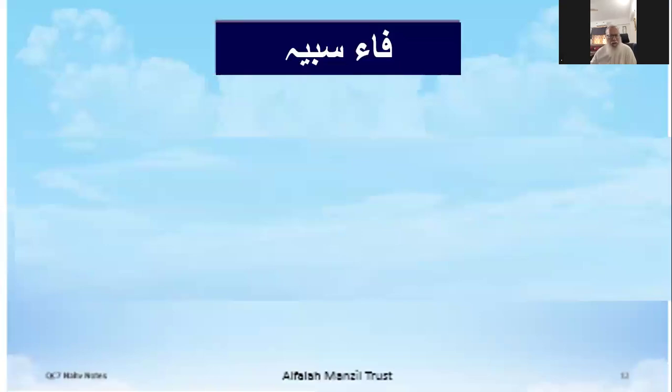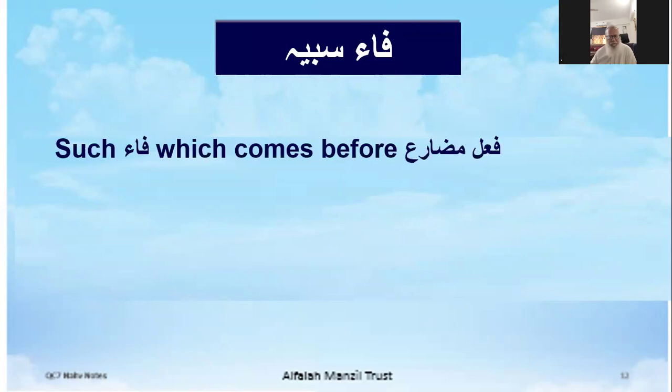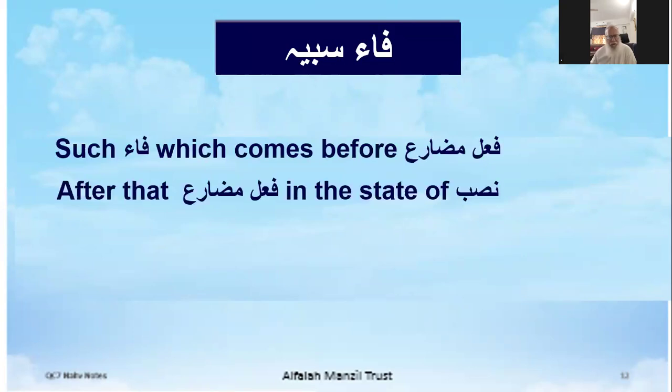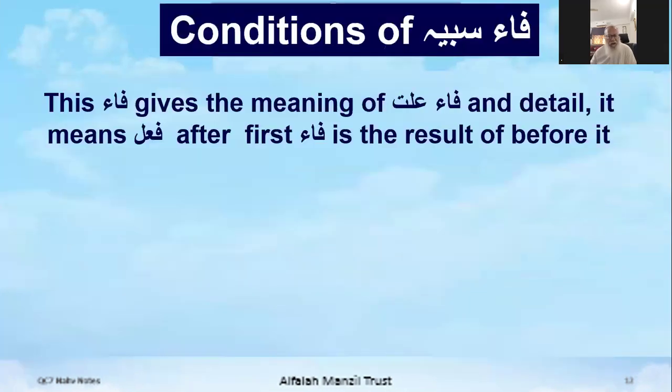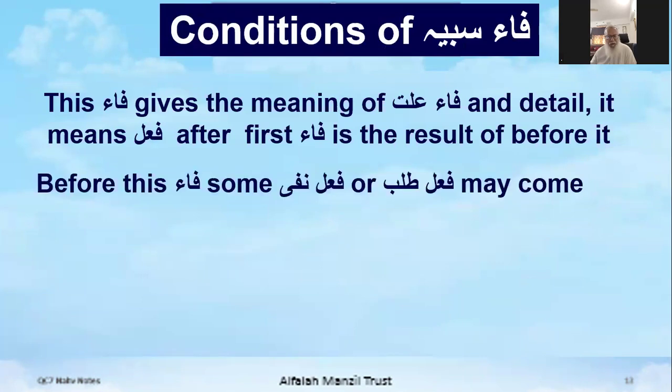Fa sababiyya means the fa of reason. Such a fa comes before the fi'l mudari. After that, the fi'l mudari is always in the state of nasb. After this fa, there is an masdariyya mahdhuf. Actually, after this fa, there is an an which is not visible, and that an is giving the fatha on the mudari. This fa gives the meaning of illat and result. It means the fi'l after the fa is the result of what is before it.